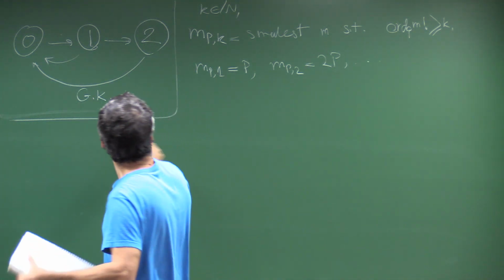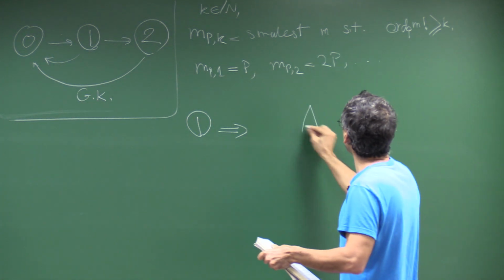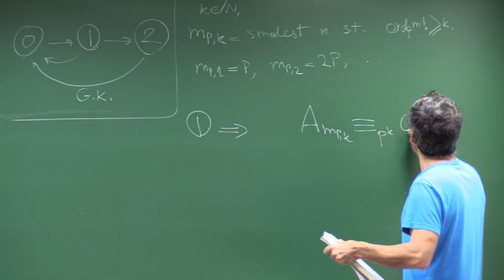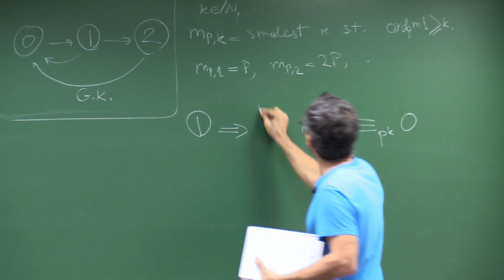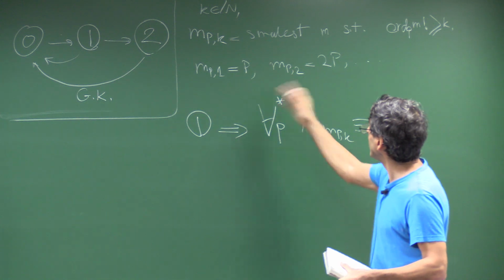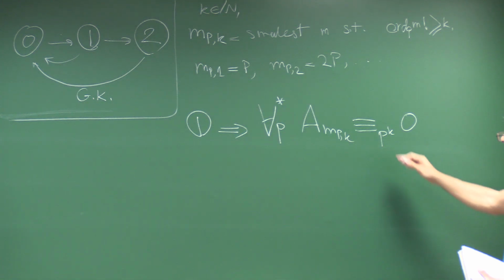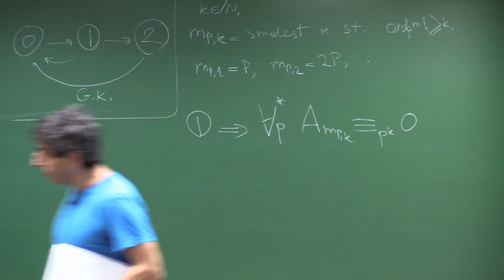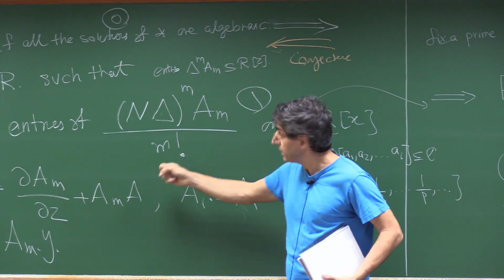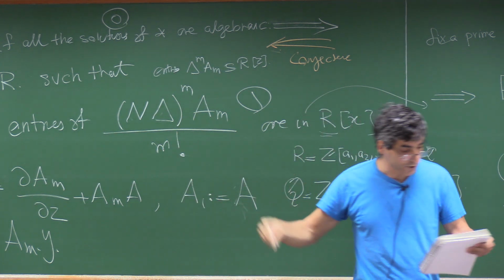So from 1, for example, what you can conclude here is that there are more congruences happening. This A_{M(p,k)} modulo p^k equal to 0 for almost all primes. Again, one has to take out some finite number of primes. This star means not for all primes. But what I am saying is that even if you collect the powers of p in this m factorial, you still claim that p to the k divides the entries of this. So there are more congruences going on.